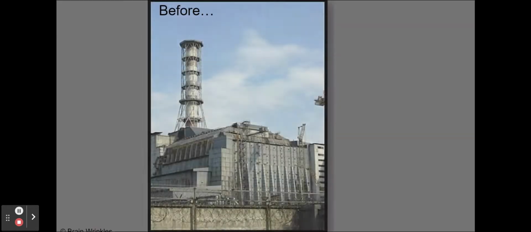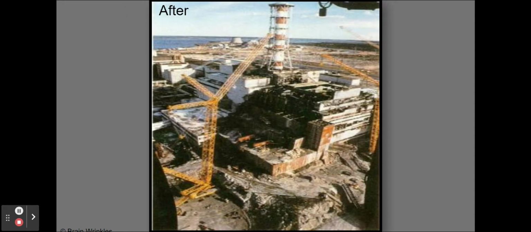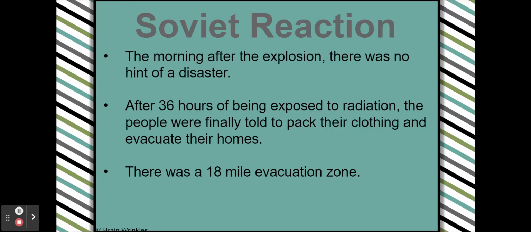Okay. So before, this is what the reactor looked like. This is what it looked like after. And this was some time after, because all of that area right in there, guys, was still nuclear reactive. It was very, very dangerous. So basically, guys, because the Soviet Union was communistic and they did not want anybody to know what was going on, they never made any mention of the explosion.